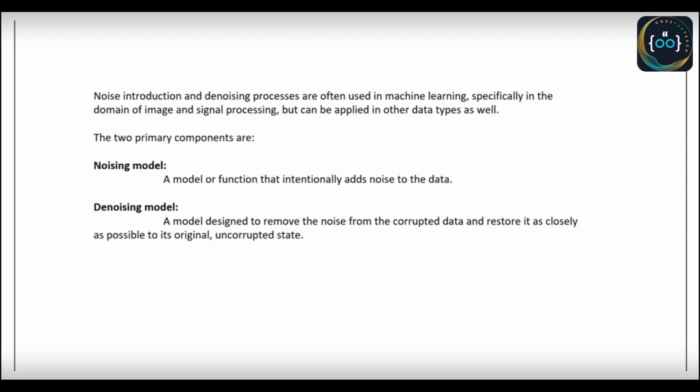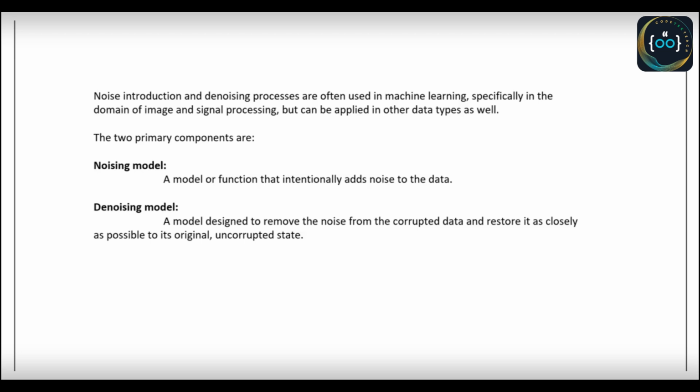Denoising model, on the other hand, is a model designed to remove the noise from the corrupted data and restore it as closely as possible to its original uncorrupted state. Denoising models are extensively used in image and signal processing to improve the quality of data. They can be designed using various techniques such as deep learning. When I say deep learning, we can use convolutional neural networks or autoencoders. We can also use wavelet transforms.